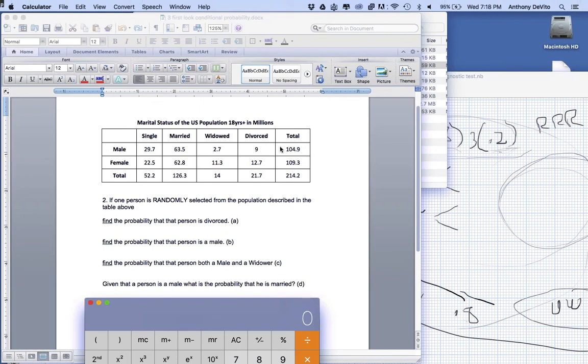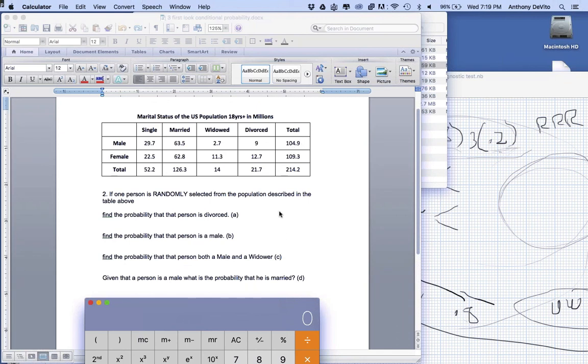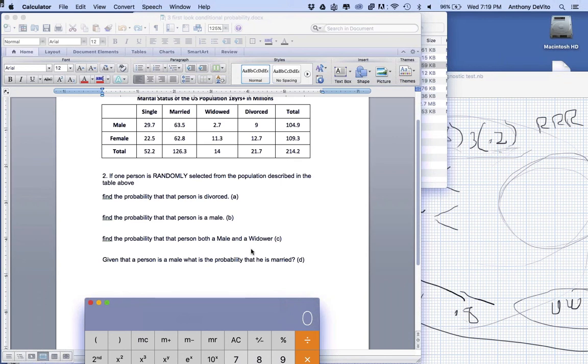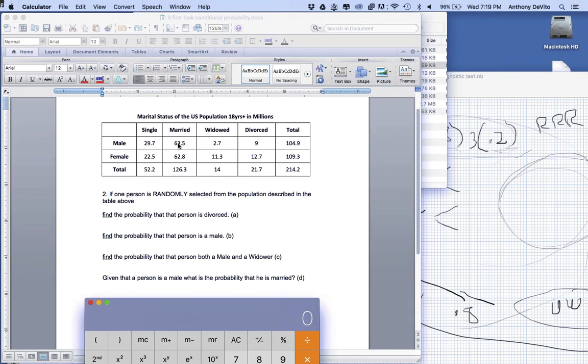So we're only going to look at 104. Our denominator is going to be 104 instead of 214 because we've limited our population, our qualified population, to only males, 104 million. And what's the probability among that group that he's married? We have 63 million out of 104 million, so it's roughly about 61 or 62%. Good. It looks like you guys are catching on to this pretty quickly.